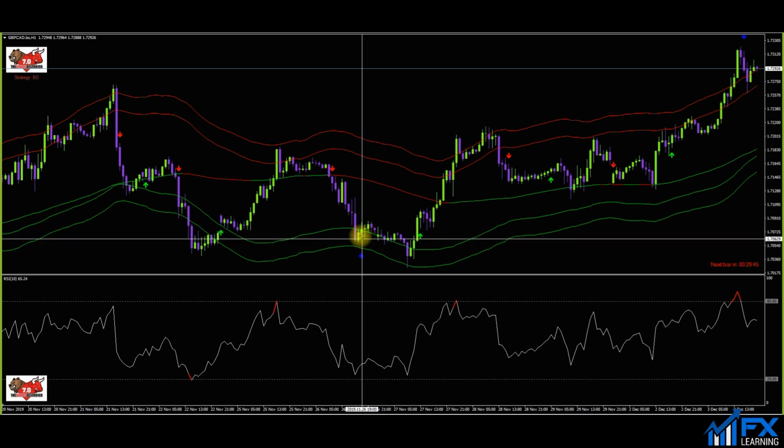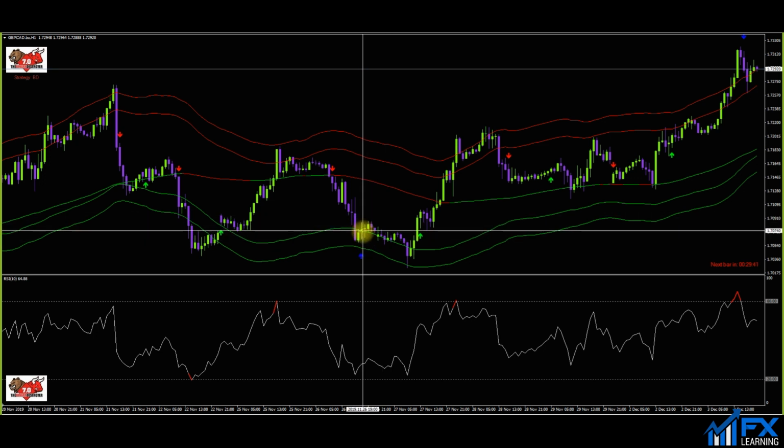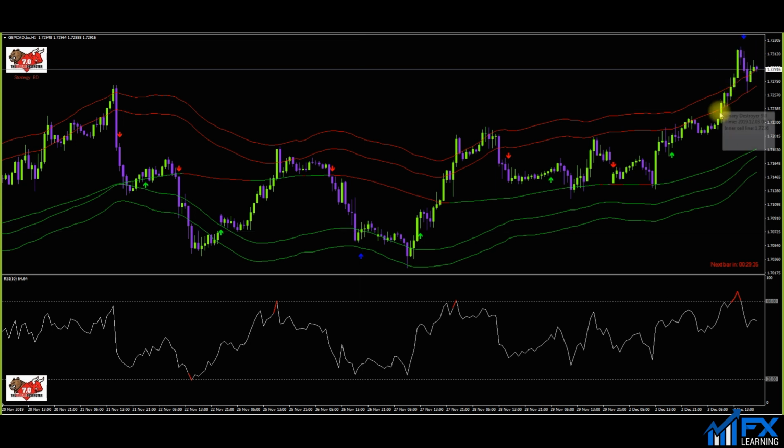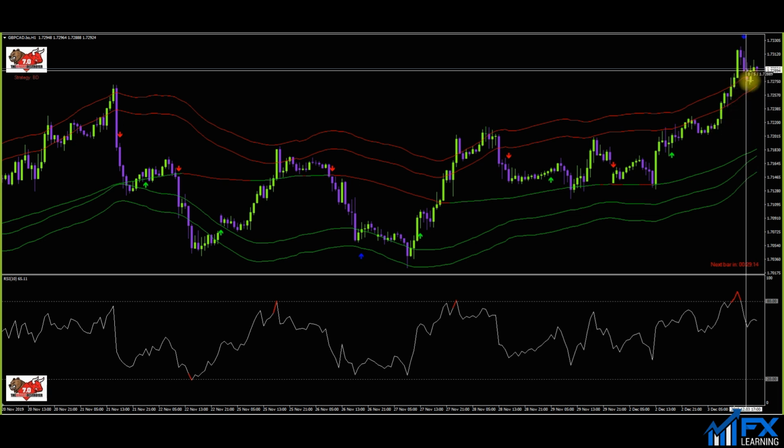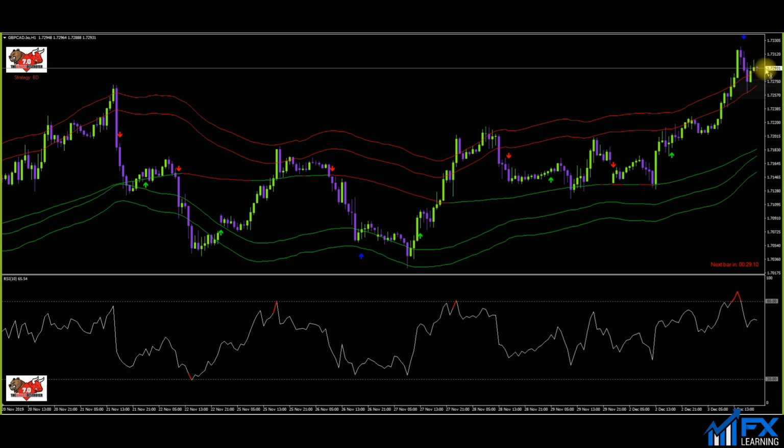So a simple setup like this could have given us over 250 pip move. This setup here at the top that's just happened literally about 4 hours ago. Look at the line. It's still in the middle. So what this is telling me is it's an uptrend, but it's not a strong uptrend. So I can take this signal. And at the minute, we'll break even with this trade. So we might be able to get maybe 60 or 70 pips out of this setup here.